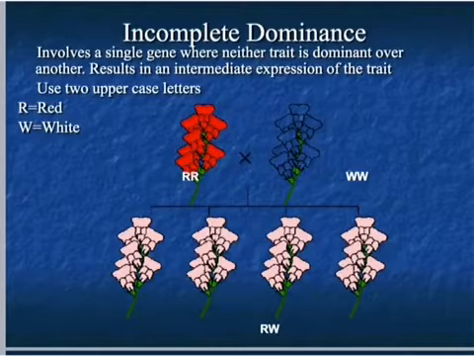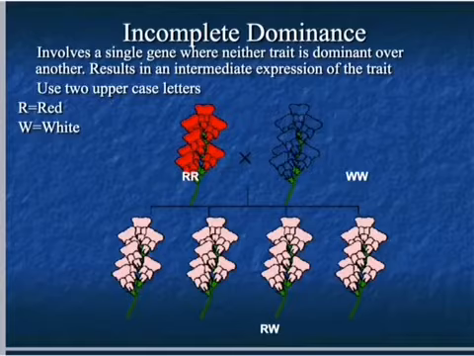Here we'll discuss incomplete dominance. Incomplete dominance problems will be very similar to the work that you did for monohybrid crosses because they involve a single trait. However, neither one of the characteristics is going to be dominant over the other. So there's usually an intermediate expression of the trait.